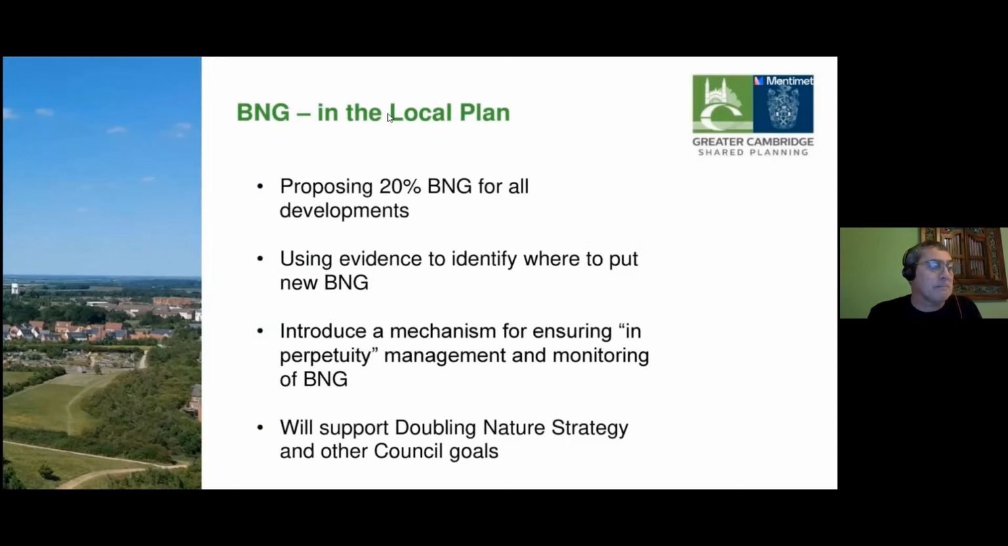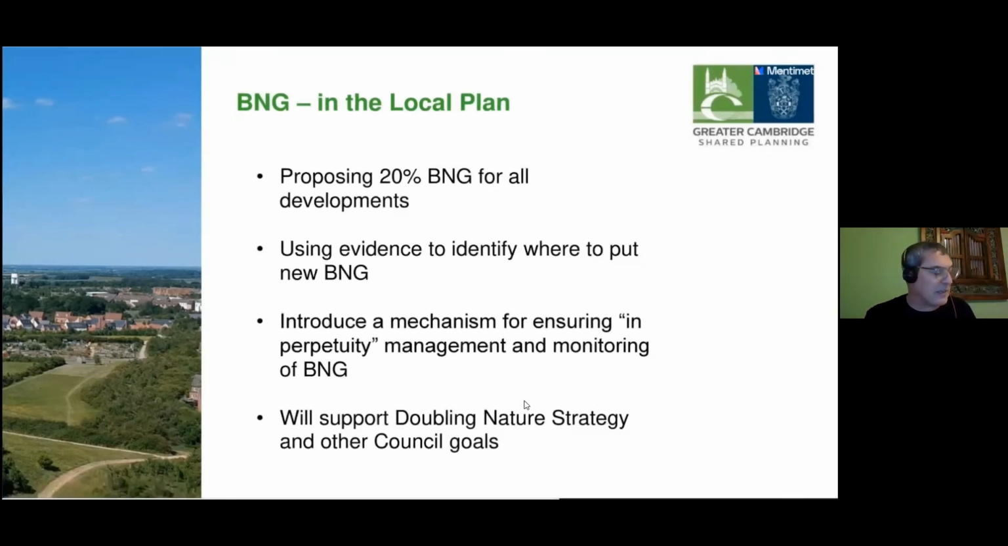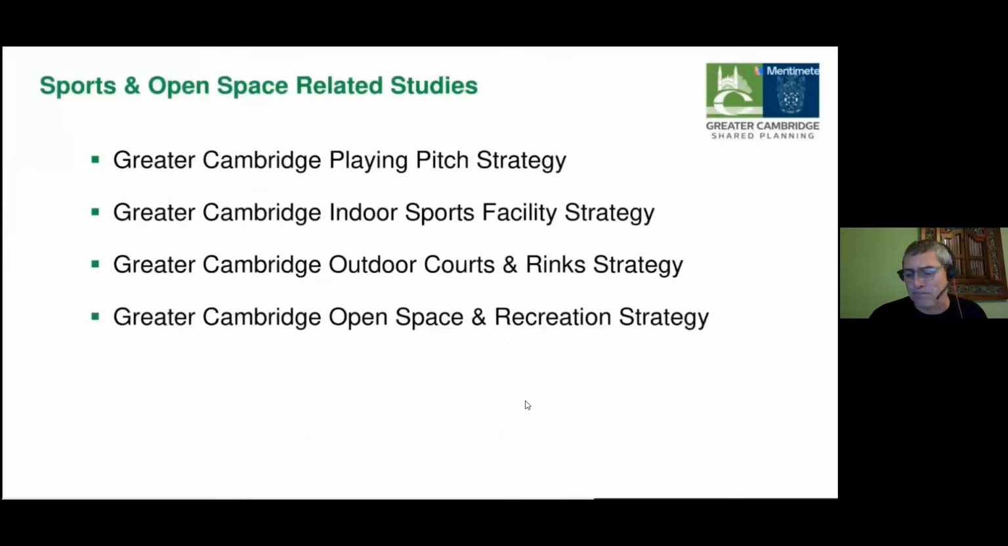And of course, as I've already said, all of this is really helping us to support things like the doubling nature strategy and the other council goals, which we have to enhance biodiversity on our patch and hopefully improve well-being for everybody and a place to live for our biodiversity. So that's my brief whip through biodiversity net gain. We'll try to answer questions if you have any. Well, I believe we're going to move on to green spaces now. Thanks.